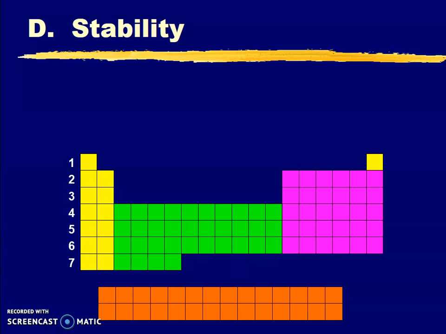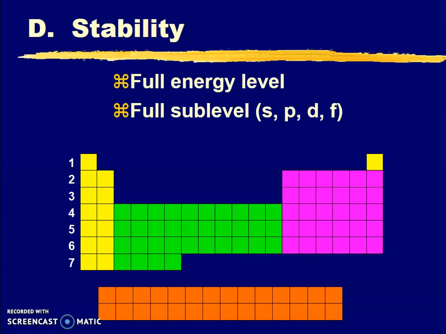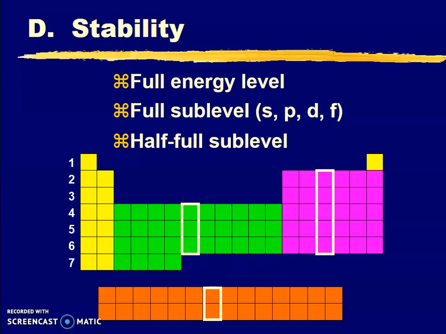Okay? Stability: a full energy level, a full sublevel, and a half-full sublevel. These are where atoms are stable. This means that at this point, it's hard to take away electrons when they are stable.